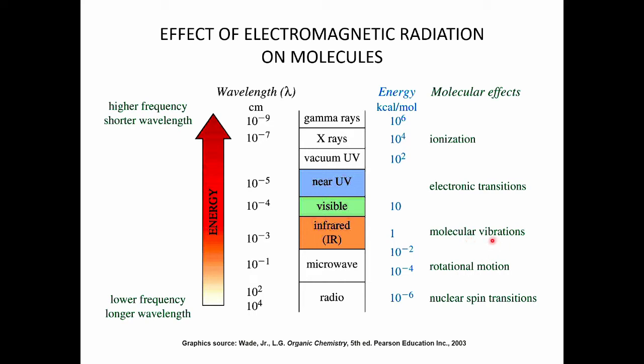As we go further, when we hit the UV light, that's when we can see electronic transitions. And once we hit X-rays, we begin to see ionization. So just remember that as the wavelength decreases, the energy increases, and at the same time we are having higher frequencies. So gamma rays, X-rays, and vacuum UV rays will have higher frequencies and shorter wavelengths.